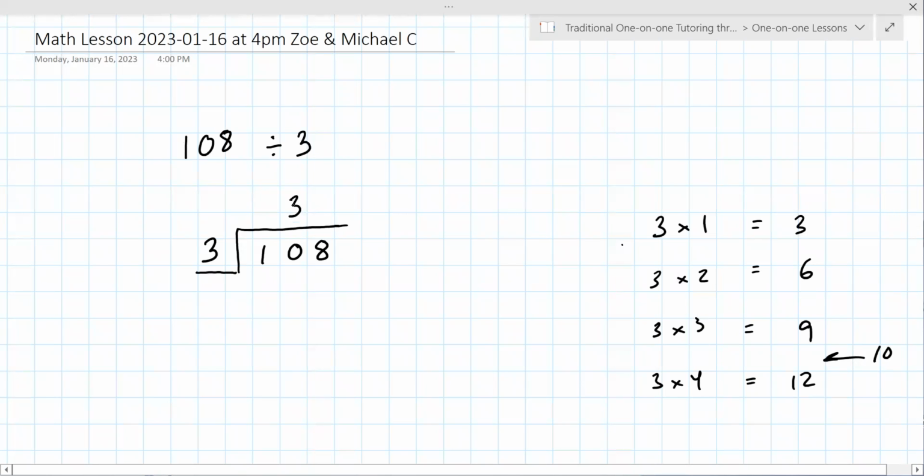All right. 3 times 3, the 3 up top times the 3 over here is 9. And then you subtract. What is 10 minus 9? 1. And then you bring the 8 down. 18. Okay. And then you restart. You say, how many times does 3 go into 18?